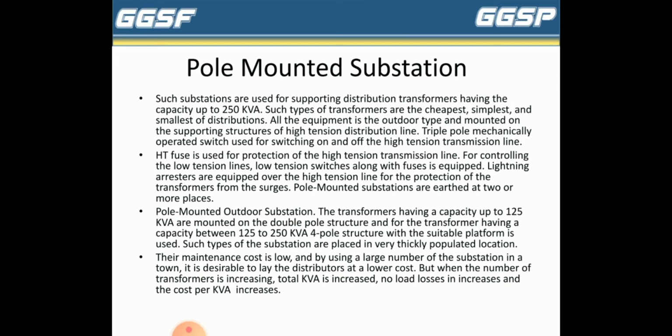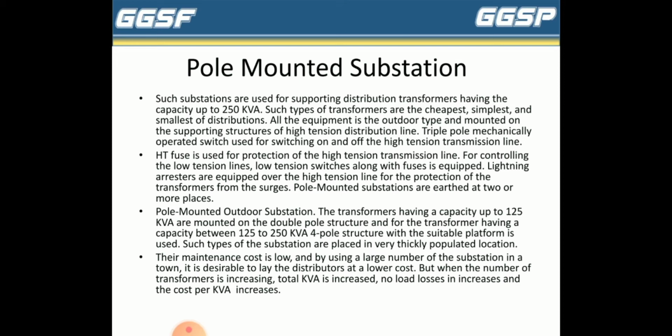Lightning arresters are equipped over the high tension line for the protection of the transformer from surges. Pole mounted substations are erected at two or more places. In a pole mounted outdoor substation, transformers having a capacity up to 125 kVA are mounted on a double pole structure, and for transformers having capacity between 125 to 250 kVA, a four pole structure with a suitable platform is used.